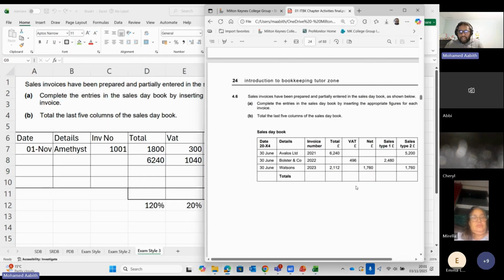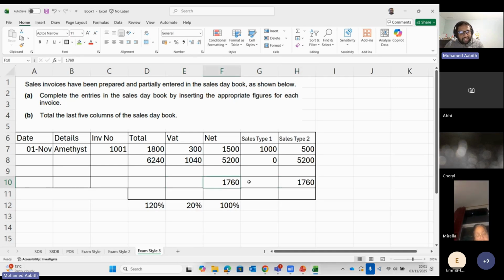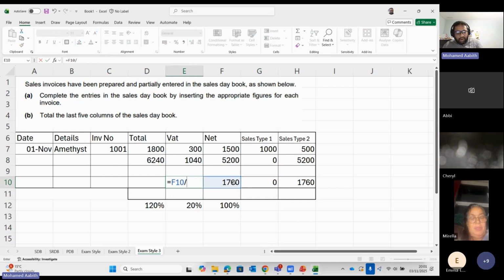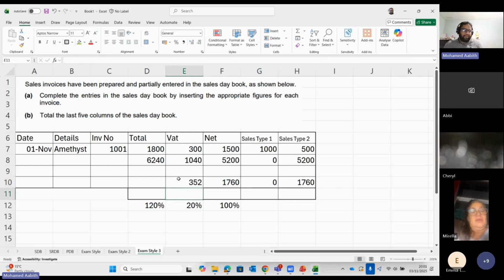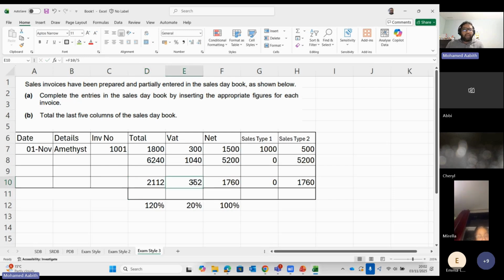So I'll give you one more to think about. They give you 1,760. Okay, and they say 1,760 here. And find the rest of the numbers. How am I going to find it? If I know these two numbers, they reconcile each other. There is no sales type 1. There is nothing there. To find the VAT, we're going to say this divided by 5, which gives you 352. How much is the total? Total will be this plus that figure. Or you can times this by 6. You'll get the same number as well.